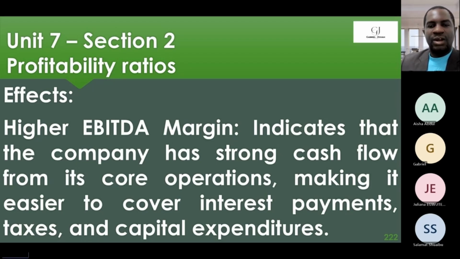A high EBITDA indicates strong cash flow because your direct or core operations bring you direct cash from revenue after direct and indirect costs, before the costs that you don't have control over, making it easier to cover interest expense, taxes, and capital expenditure. So when you have a high operating profit, a high EBITDA, it shows that you are doing very well and you could cover most of these uncontrollable costs, or we call them inevitable costs you have no control over.